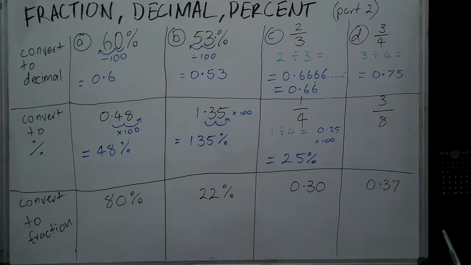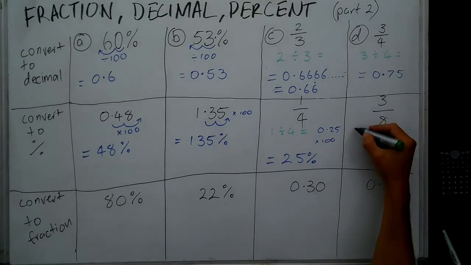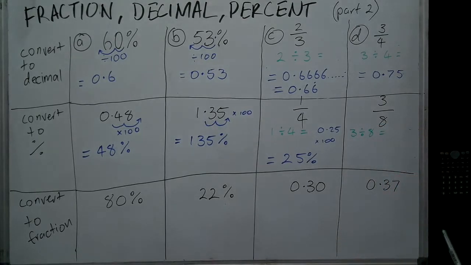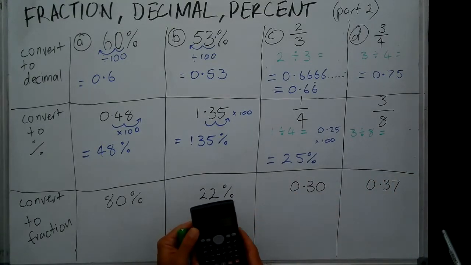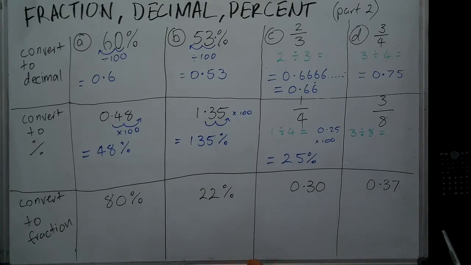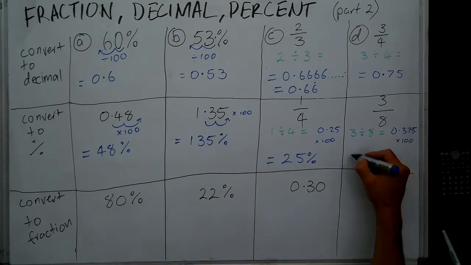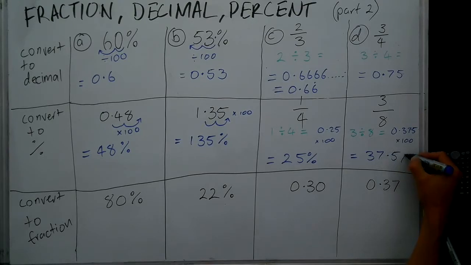Same thing here, 3/8. So we're going to type in 3 divided by 8 equals, and I can't do that in my head, so I'm going to use a calculator, 0.375. So that's the decimal representation. We're going to multiply it by 100, so the decimal place moves 2 spaces. So we end up with 37.5%.